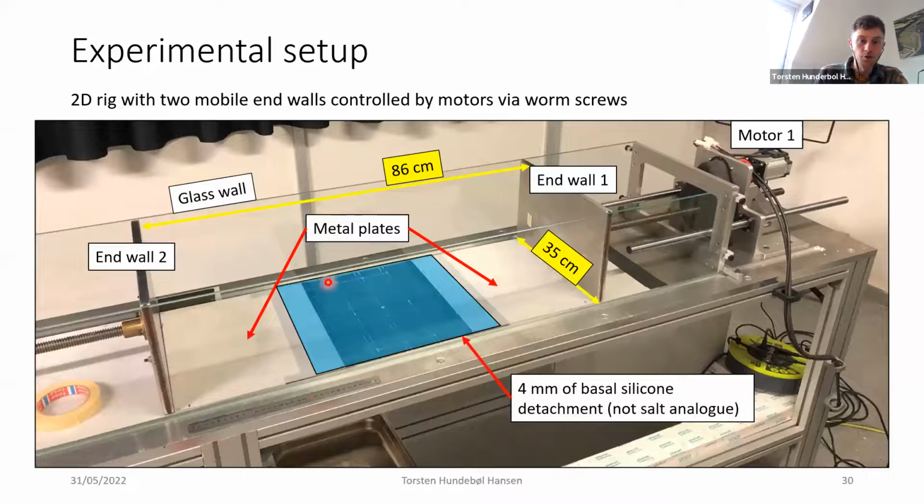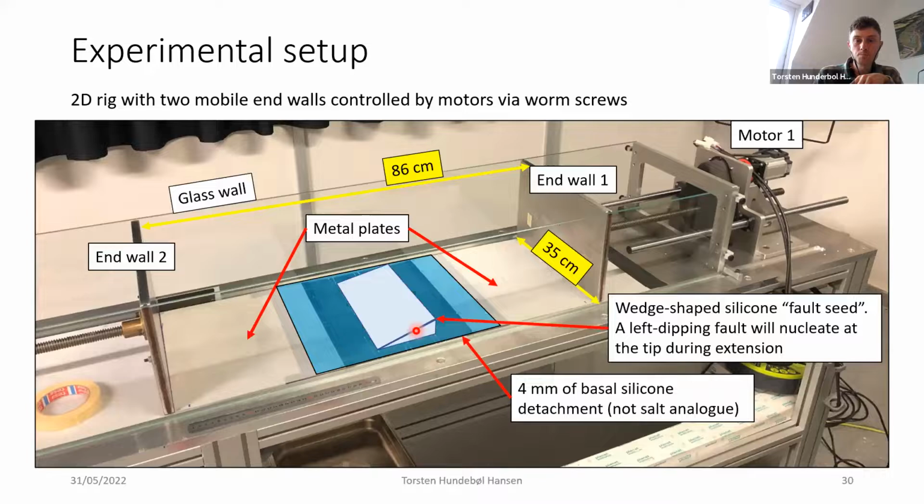On top of the rubber sheet in the middle and overlapping with the metal plates, we put 4 millimeters of silicone, not the salt analog, below the pre-kinematic sand, in order to provide a detachment for basement faults. Then we put this wedge-shaped so-called fault seed on the middle of this silicone, and you've got to be quick because it's a big blob of polymer silicone, and it'll start flowing fairly fast.